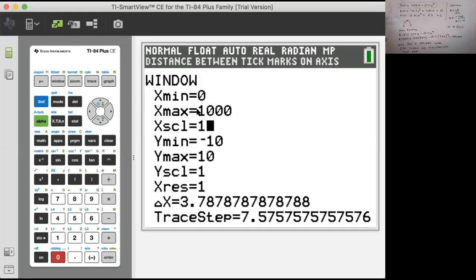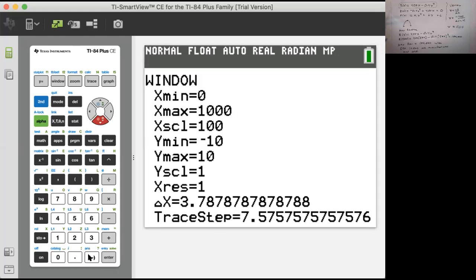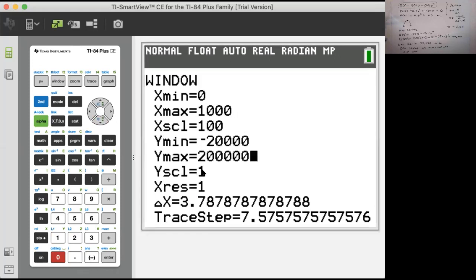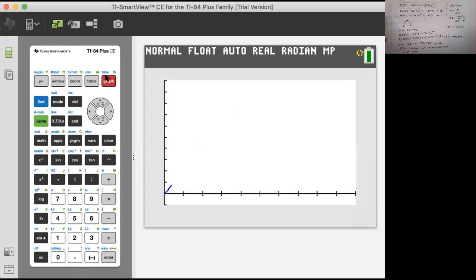Scale it at 100, so every tick mark is going to be 100. I need to go up beyond 100,000, so I need some negative number. So the negative is here. Negative, I don't know, 20,000 maybe to 200,000. And the scale here, maybe 20,000 for the scale. The scale doesn't matter that much. But I'm going to hit graph and we're going to see it.